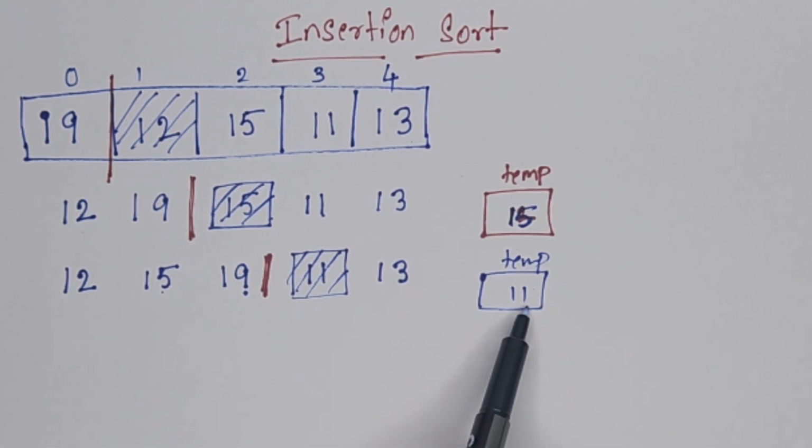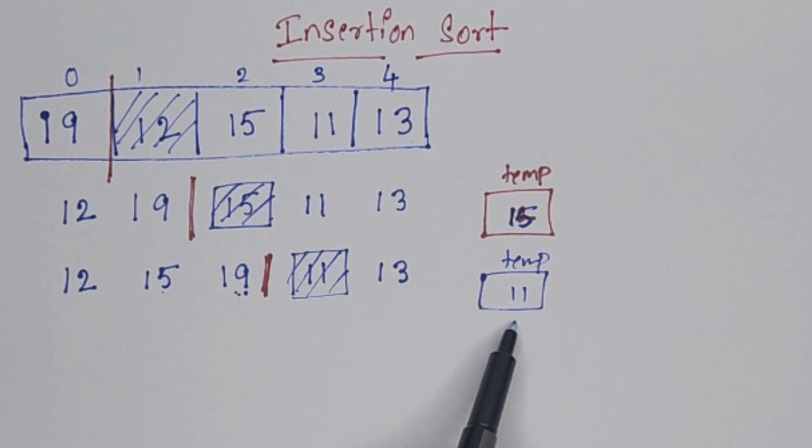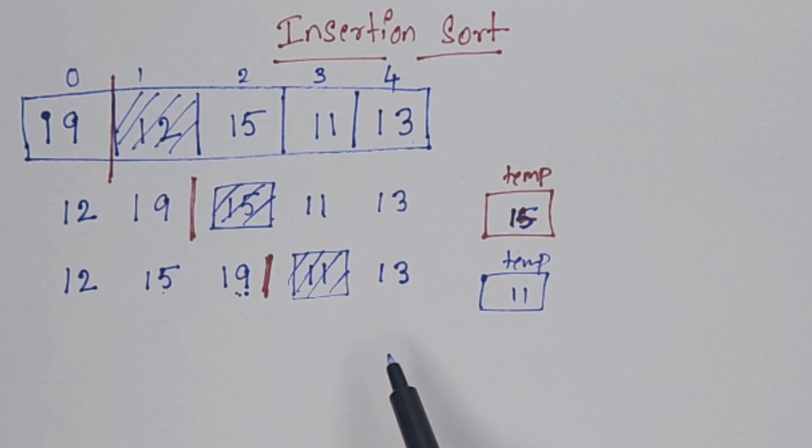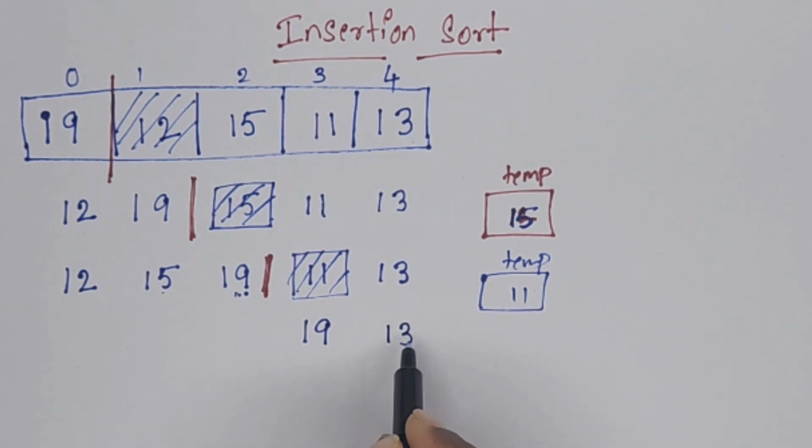Now 11, this temporary variable, we have to compare with 19. 19 is greater than 11. We are arranging the elements in ascending order. If 19 is greater, shift it to the right side. So 19 is greater than 11. Yes, 19 is greater, so 19 shifts one place right. So 13 as it is you can write. We are not changing the place of 13.